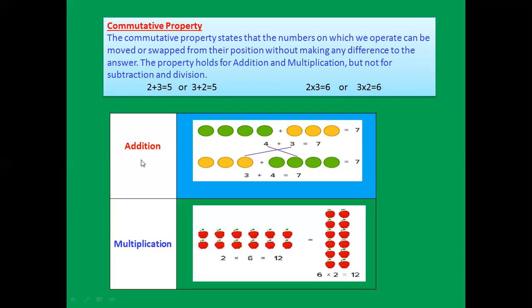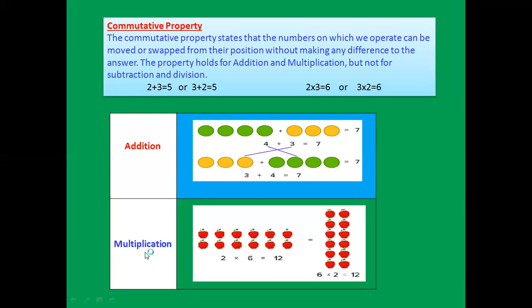Okay, look at this addition here, 1 2 3 4 green, then 1 2 3 yellow, so 4 plus 3, 7. Now yellow comes first, 1 2 3 first, and then green 1 2 3 4. 3 plus 4, 7. So in both situations, the answer will remain the same, no change in the answer if we change the places or swap the numbers. Okay, swap or move their position.